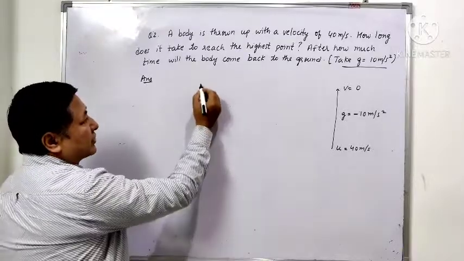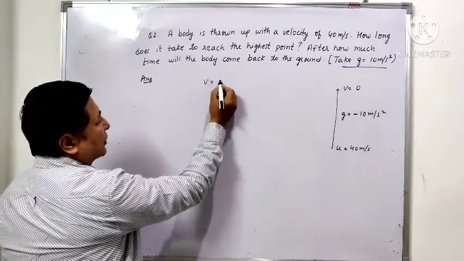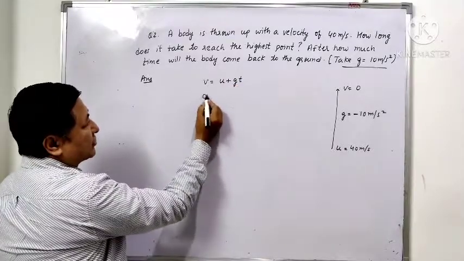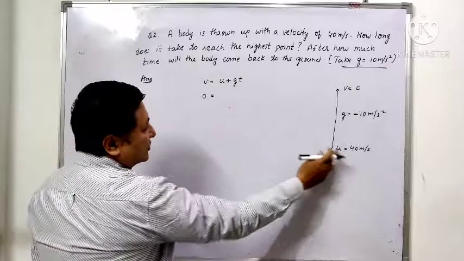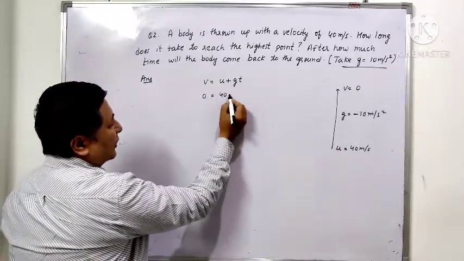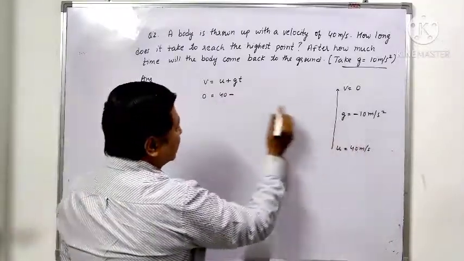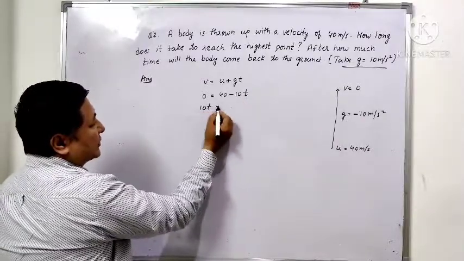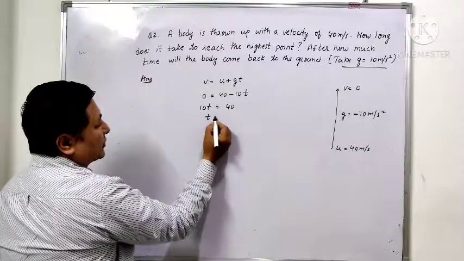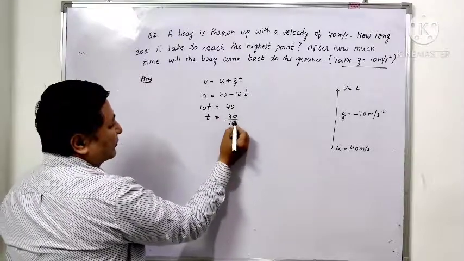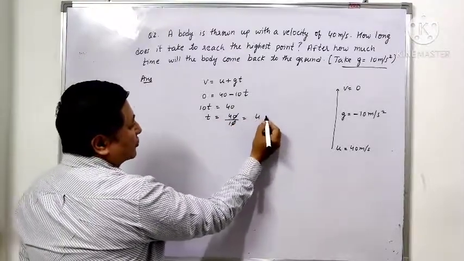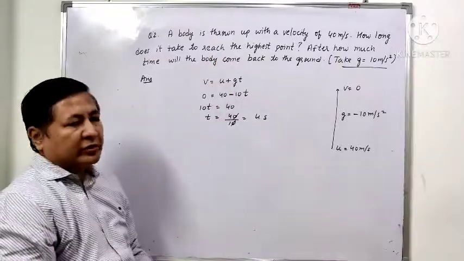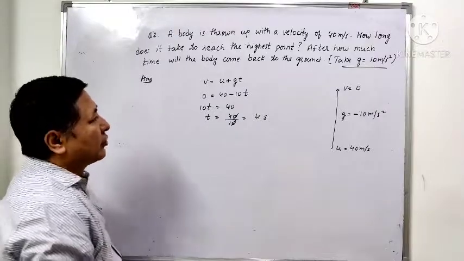Now we will use the first equation of motion. V is equal to u plus gt. What is the final velocity? 0. U, initial velocity, is 40 and acceleration due to gravity is minus 10, and we have to calculate t. So we shift this side. 10 t is equal to 40. So t is equal to 40 upon 10. Cancel this. This is 4 seconds. Now how much time will it take to reach the highest point? That is 4 seconds.